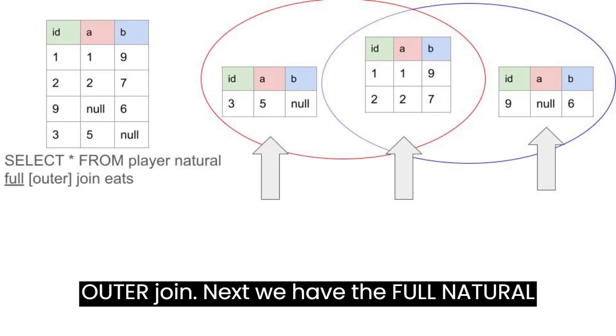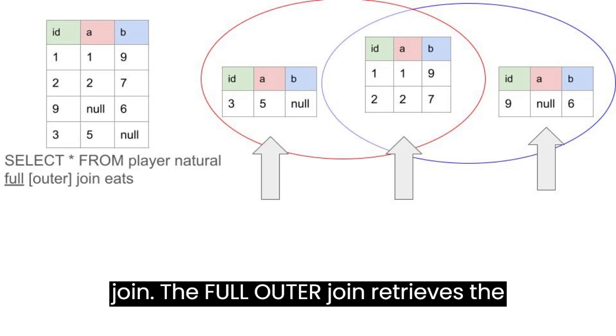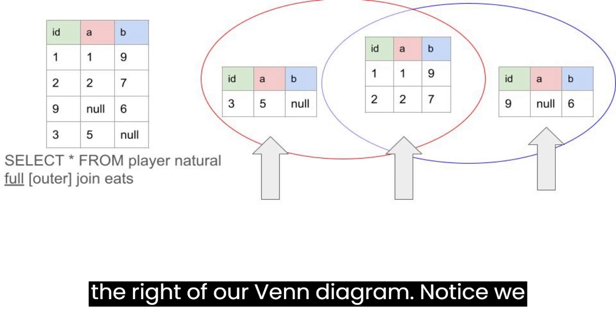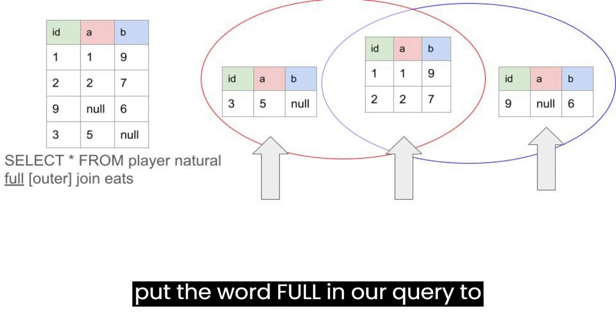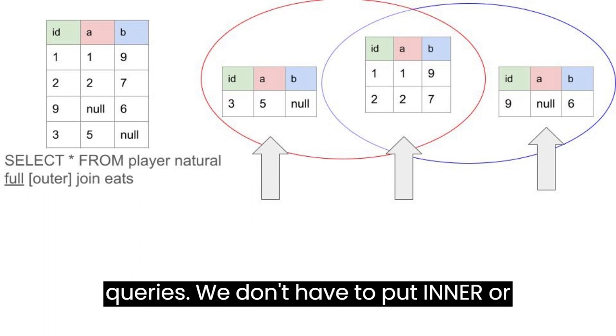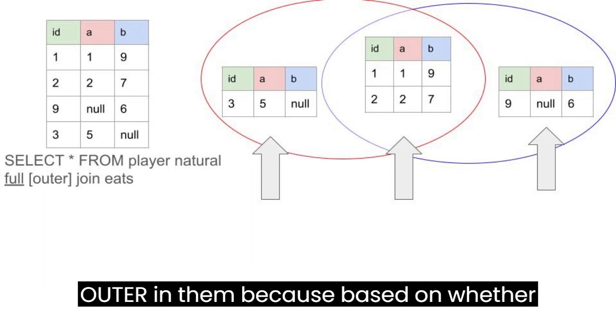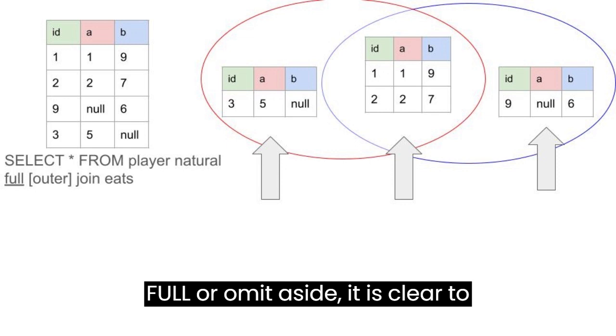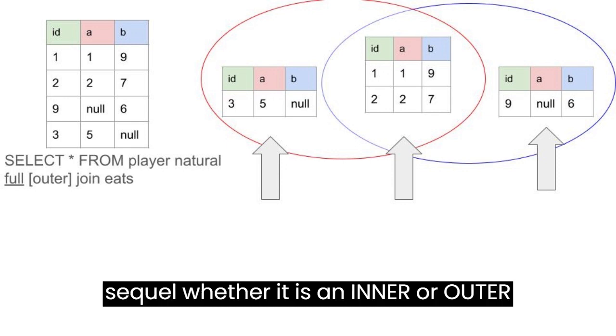Next, we have the full natural join. The full outer join retrieves the rows in the center and the left and also the right of our Venn diagram. Notice we put the word FULL in our query to signify a full outer join. In all our queries, we don't have to put INNER or OUTER in them because based on whether you write RIGHT, LEFT, FULL, or omit a side, it is clear to SQL whether it is an inner or outer join.